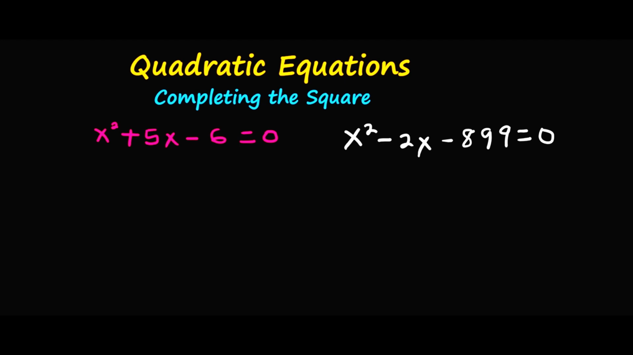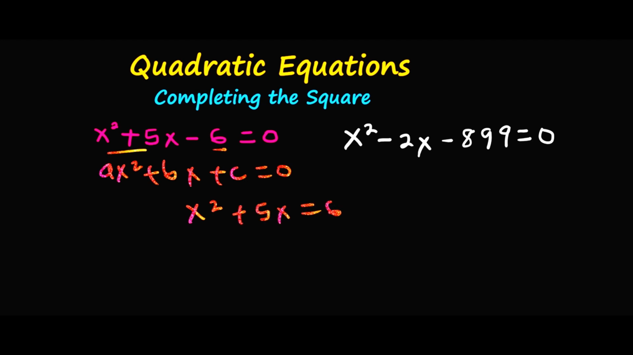So the first thing to do is to make sure that the equation is in the standard form. The standard form is ax squared plus bx plus c is equal to 0. So our equation is already in the standard form. So the next thing would be to move this constant term to the right-hand side so that we have x squared plus 5x is equal to 6. When we do that, we are left with an incomplete square on the left-hand side.